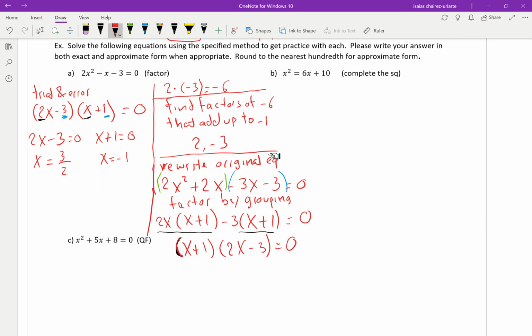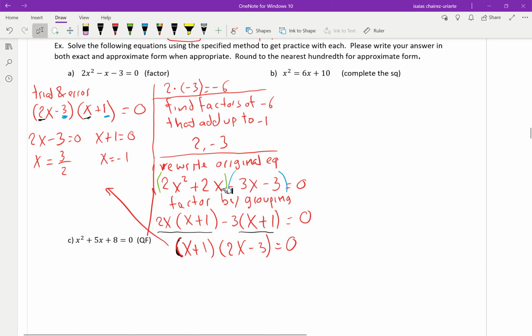And that's what it looks like if I factor out x plus 1. Notice that it's the same thing that I had up here when we did trial and error. It's x plus 1 times 2x minus 3. And so at this point, you could just go back to that. So this method works. This little method of multiplying the leading coefficient times the constant coefficient, and then finding factors that add up to the middle coefficient, rewriting your original equation, and factoring by grouping.